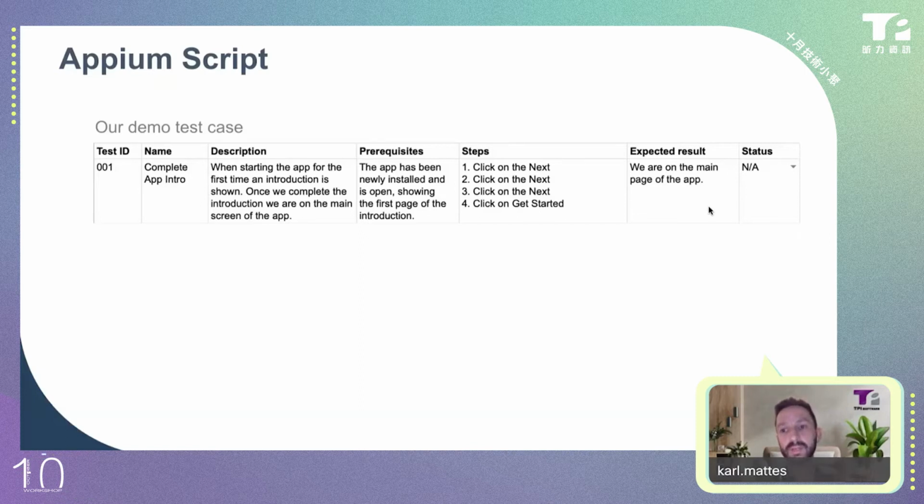In our case, we know that there's a Wikipedia logo on the main page of the app. So we will try to find that logo, and if it's visible, we know we successfully got to the main page and our test case was successful.